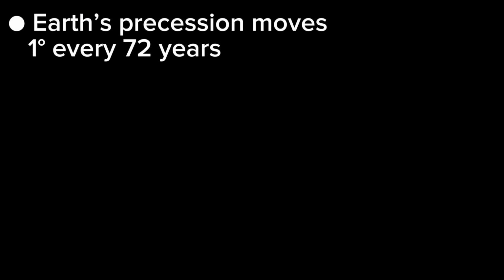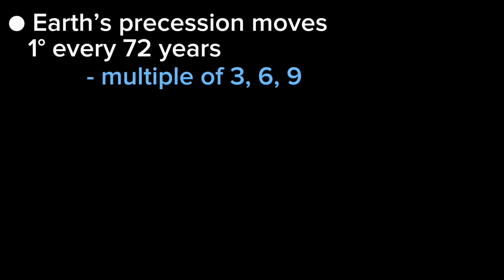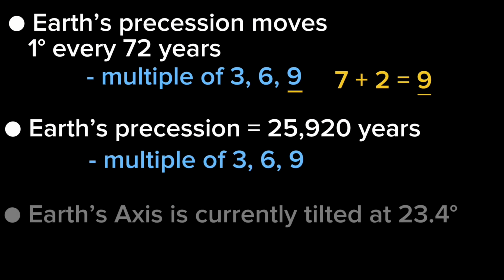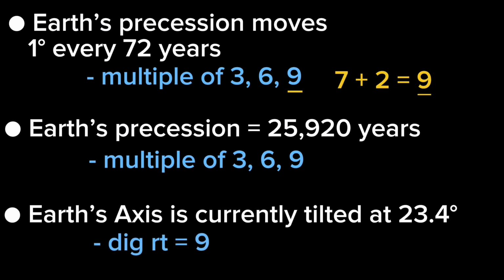Earth's precession moves 1 degree every 72 years, a multiple of 3, 6, and 9. Again, since it's a multiple of 9, it has a digital root of 9, meaning a full precession takes 25,920 years, another multiple of 3, 6, and 9. Earth's axis is currently tilted at 23.4 degrees, which has a digital root of 9.